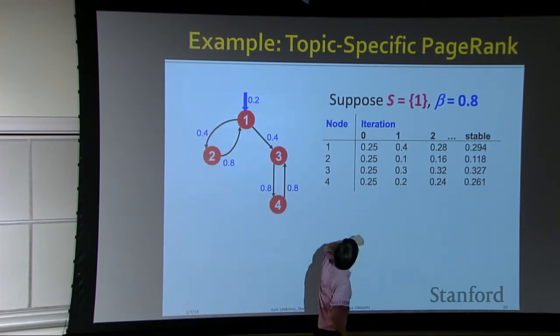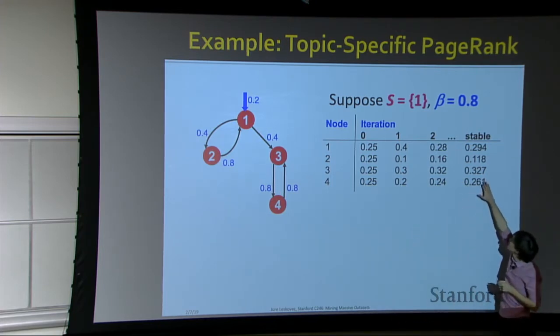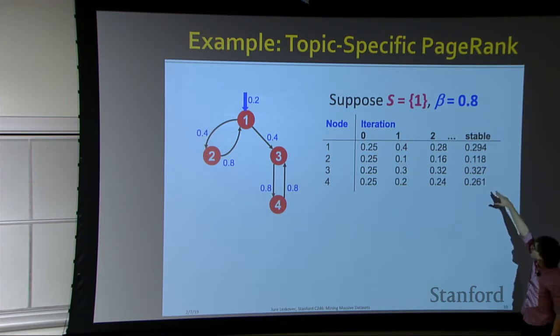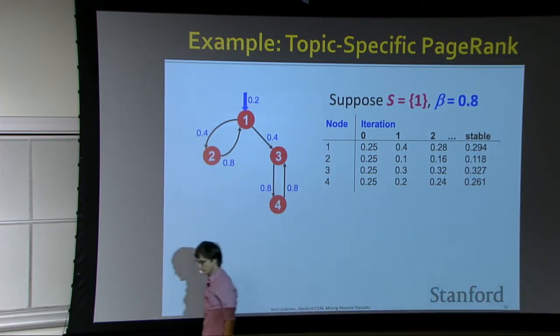So I started with 1/4. This is where I end. According to this, node 3 is the most important. Then it's node 1, node 2, node 4, and node 2.